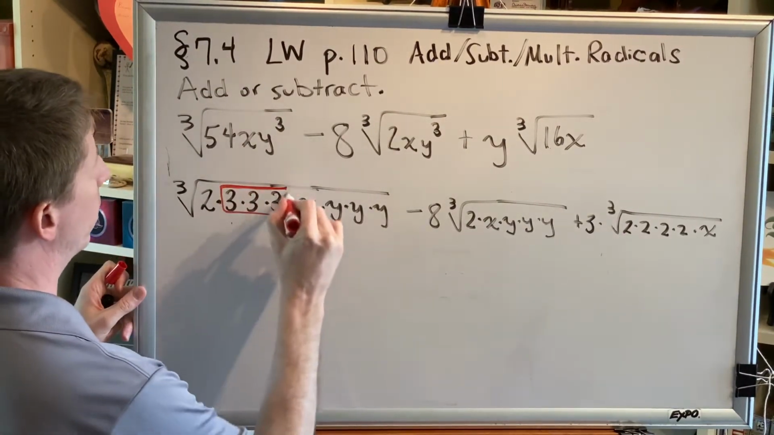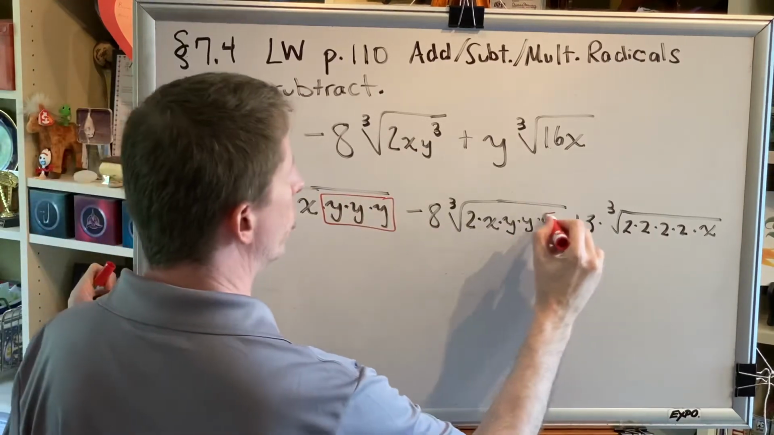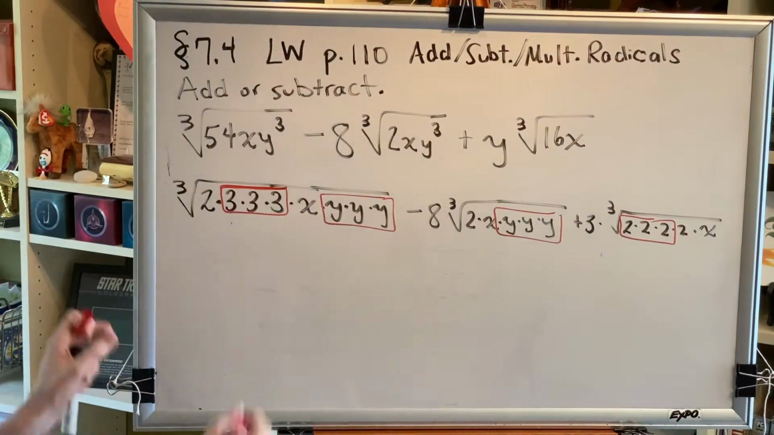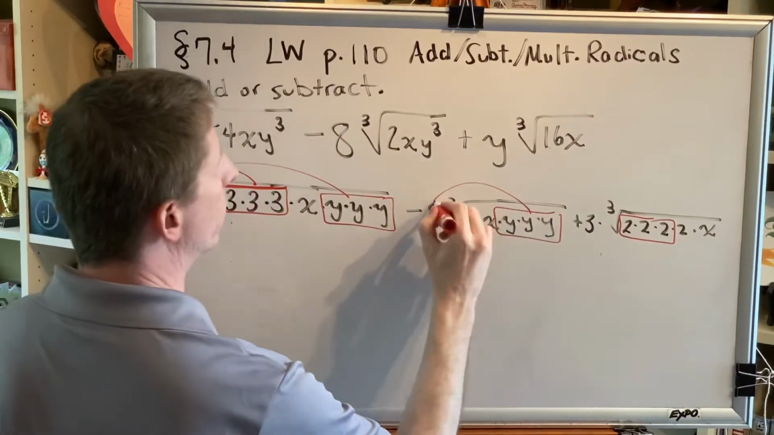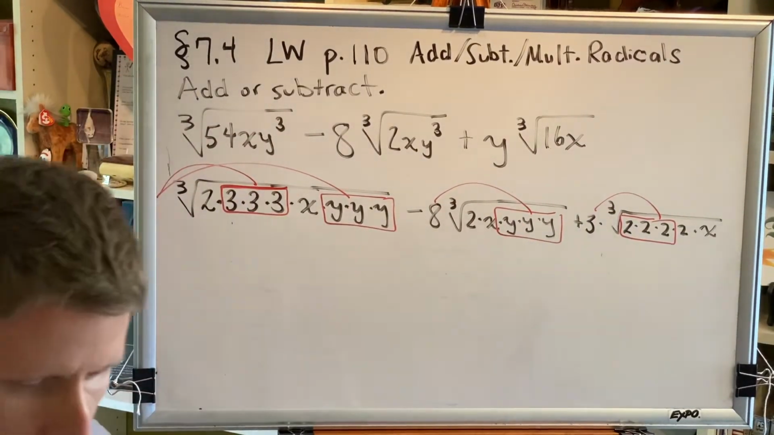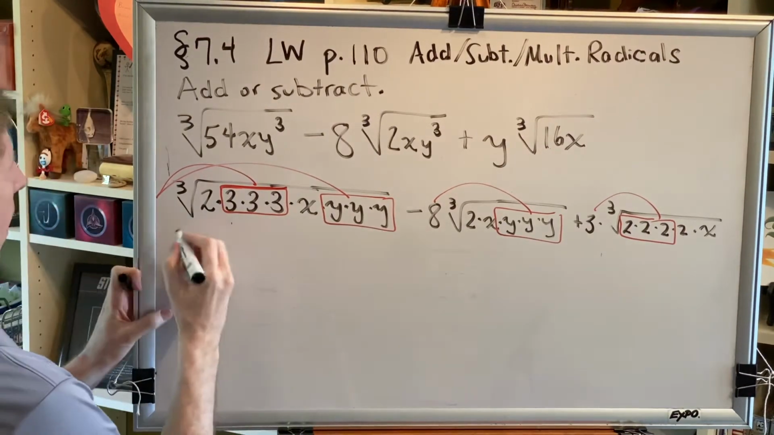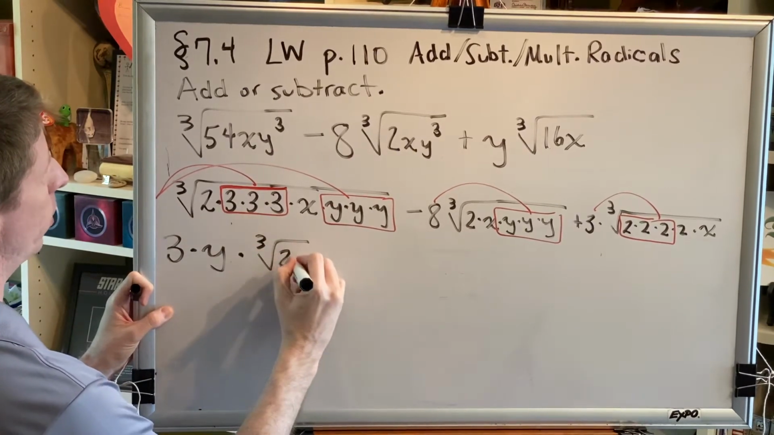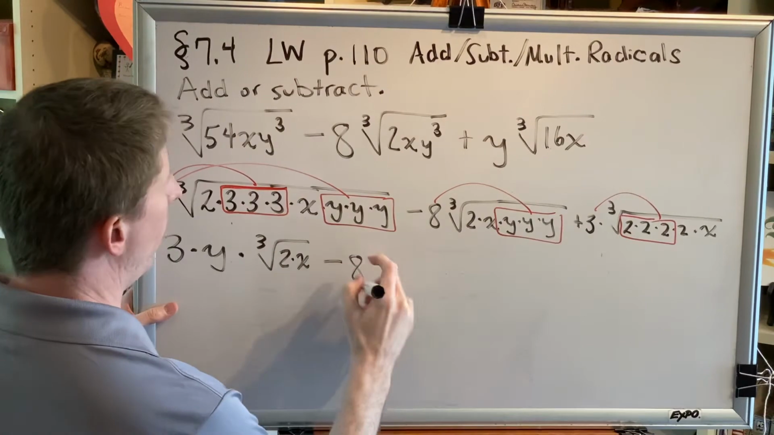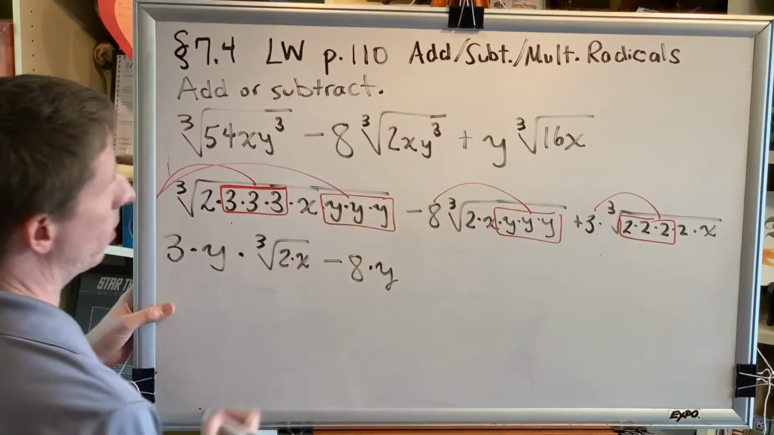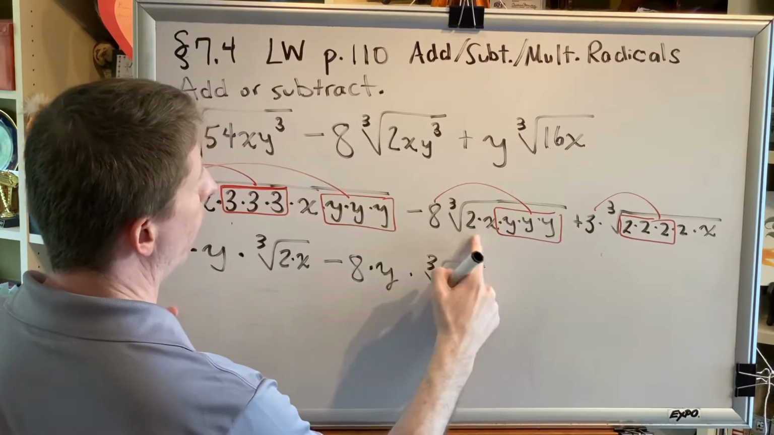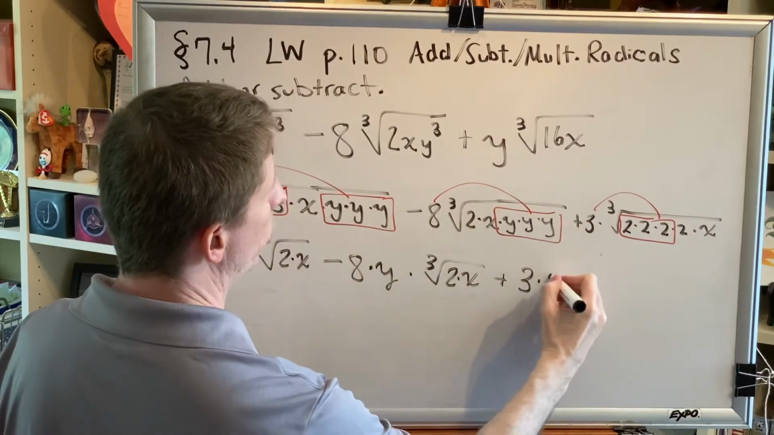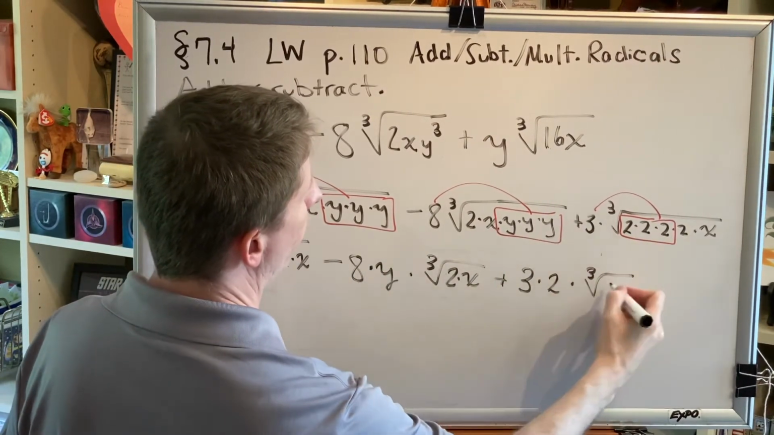So here's a group of 3, here's a group of 3, here's a group of 3, here's a group of 3. Each group sends one representative out to multiply. So now, outside here, I have a 3 times a y, and inside I have a cube root of 2 times an x, minus 8, the y comes out, so 8 times a y, times the cube root of what stays inside, 2 times x, plus 3 times the 2 that comes out, times the cube root of 2 times x.